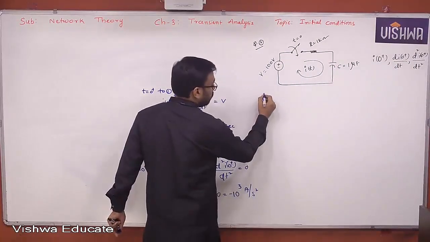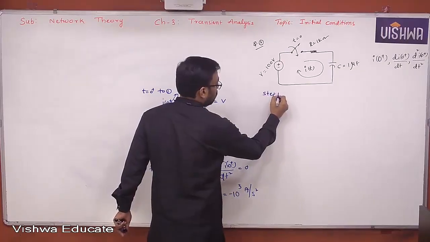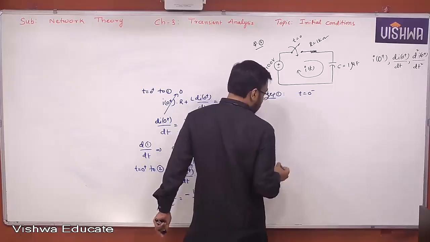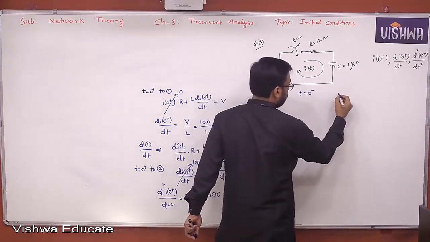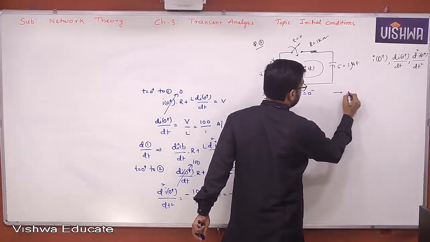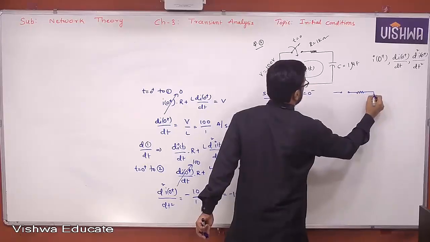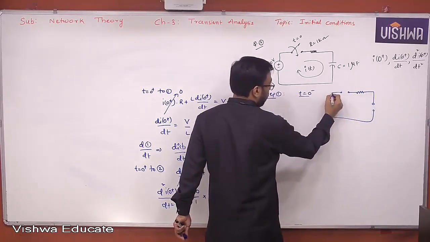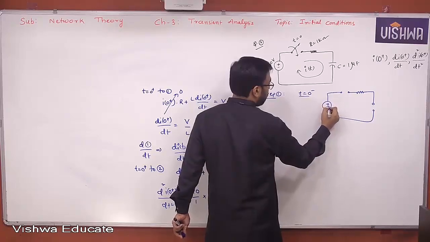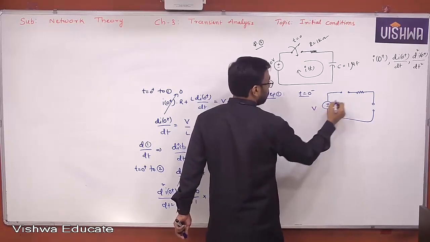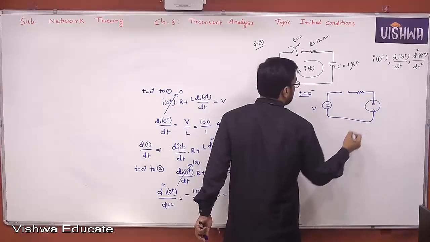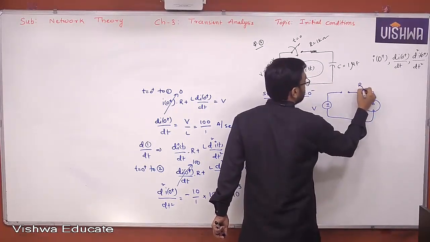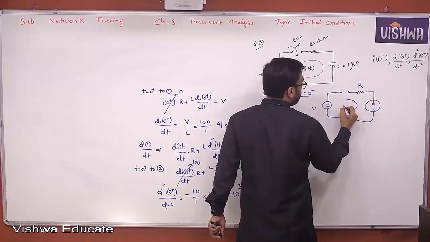Step 1. What is step 1? Again construct the t equal to 0 minus equivalent. How does it look? Resistor remains resistor. Capacitor becomes open. At t equal to 0 minus and t equal to minus infinity, both are the same, right? We already discussed that. This is open. This is also acting like an open circuit, but physically the capacitor is available. So this is the resistor and this is the capacitor.